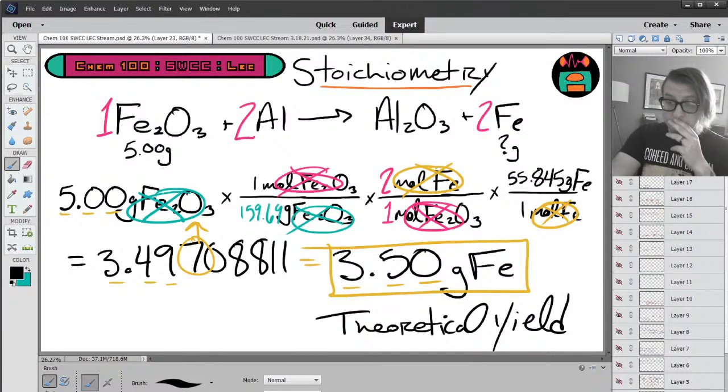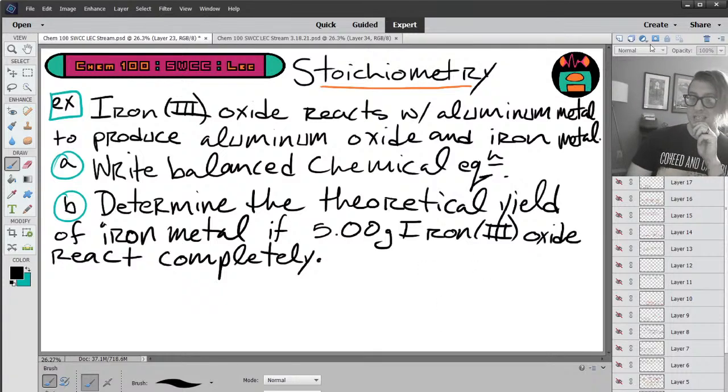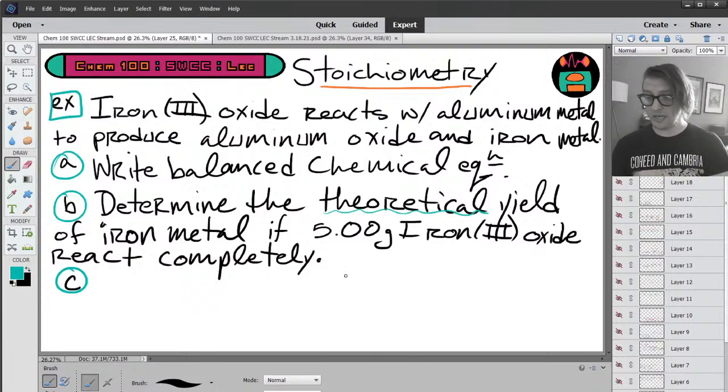Now, I want to take a pause for a minute and look back on the original problem. You'll notice there's a part C, right? Part A was a balanced chemical equation. Part B, determine the theoretical yield of iron metal if there's 5 grams of iron oxide that reacted completely. There is a part C to this problem, but I was holding off till now. You may be wondering what's up with this whole theoretical yield thing, and we'll talk more about it in a moment.